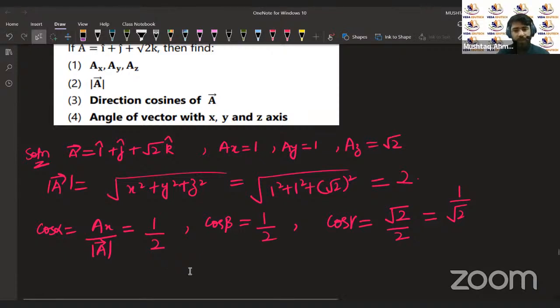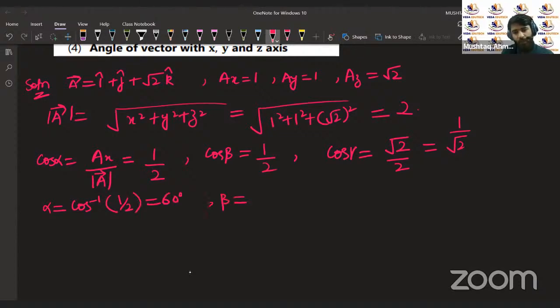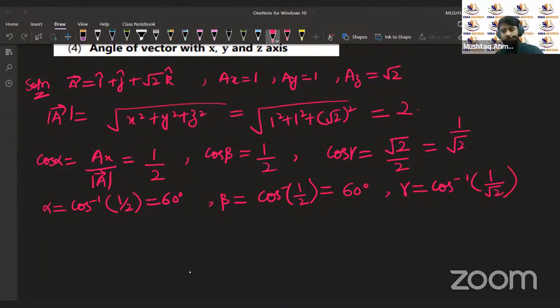If we have to find alpha, beta, and gamma, so alpha will be cos inverse of 1 by 2. That's equal to 60 degree. And beta is once again cos inverse of 1 by 2, that's once again equal to 60 degree. And gamma is cos inverse of 1 by root 2, so that's equal to 45 degree.